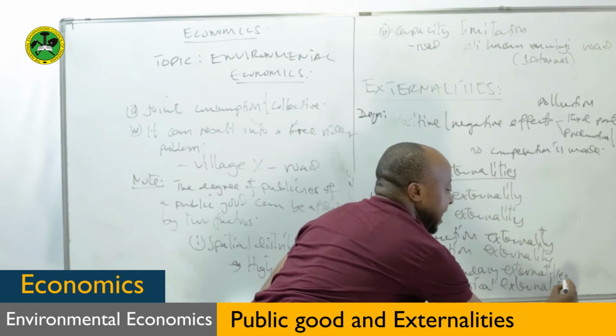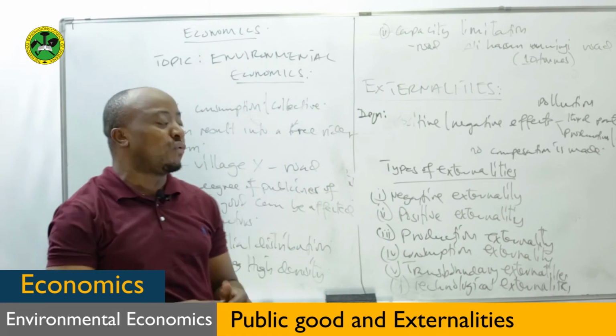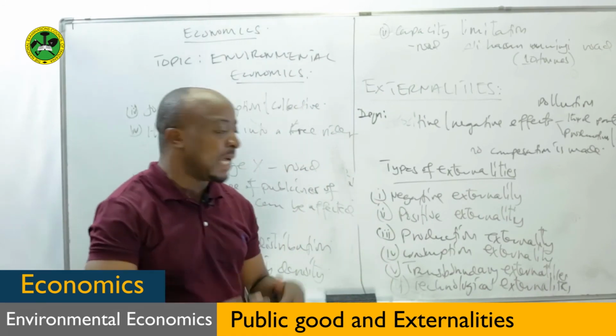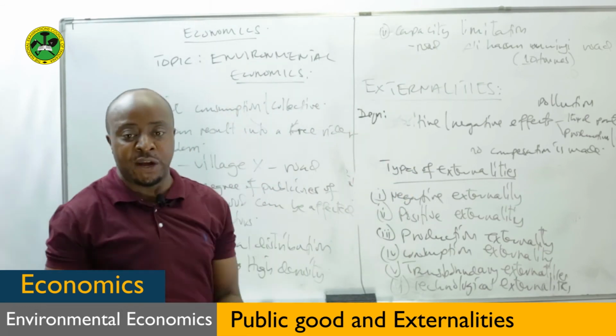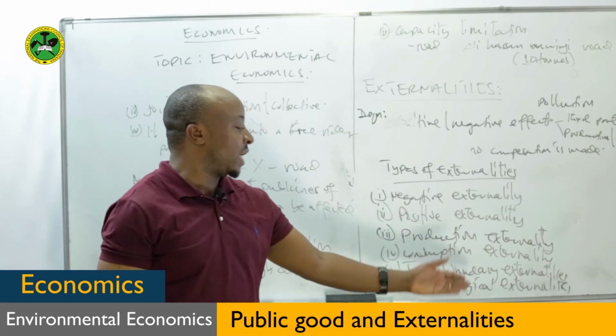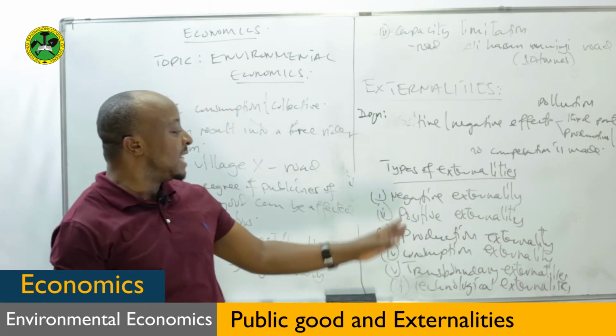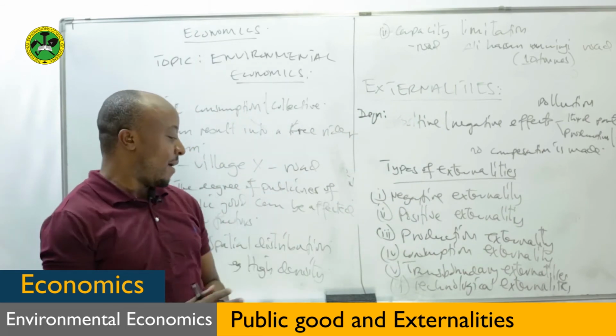Technological externalities. These are externalities which result from technology, due to the use of different technological equipment in production or in consumption. When they result in negative or positive effects to society or to a third party, then we say those are technological externalities. So these are some forms of externalities which you can discuss in different ways.